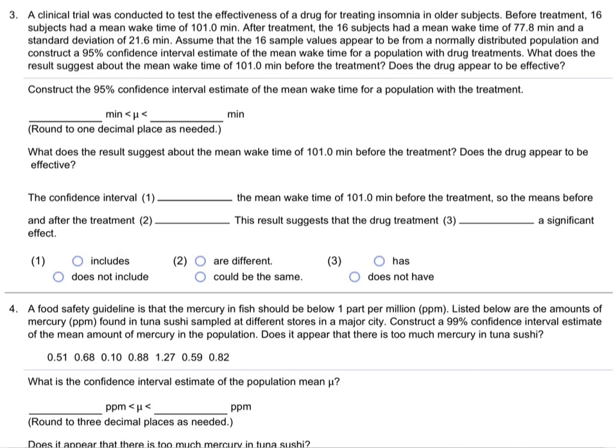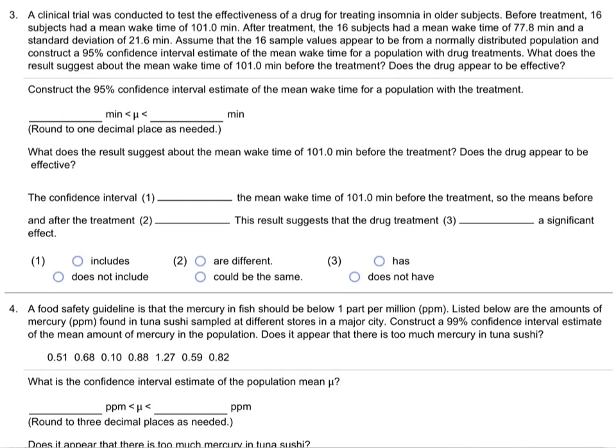After treatment, the 16 subjects had a mean wake time of 77.8. So after they took the treatment, the drug, their wake time went down, didn't it? They were still awake more than an hour, 77 minutes, but that's lower. And a standard deviation of 21.6 minutes.